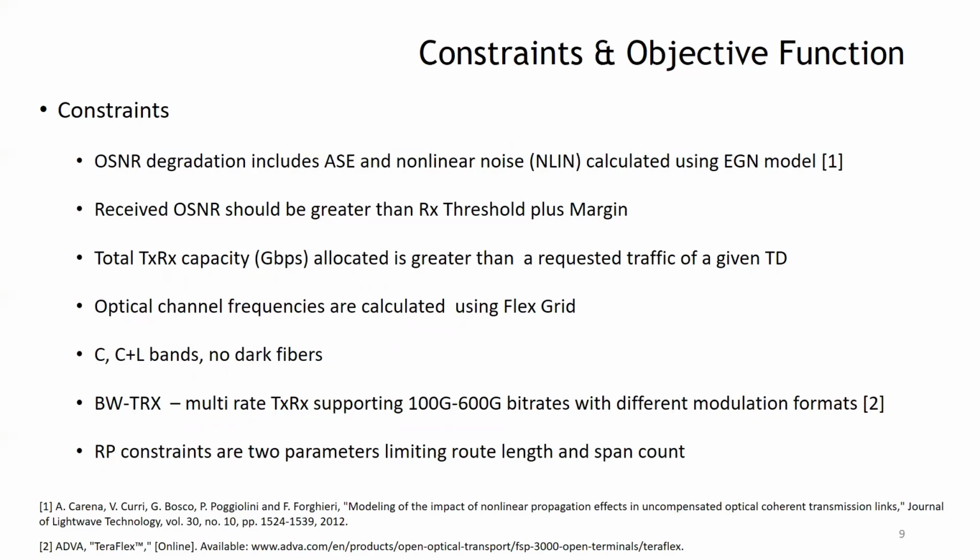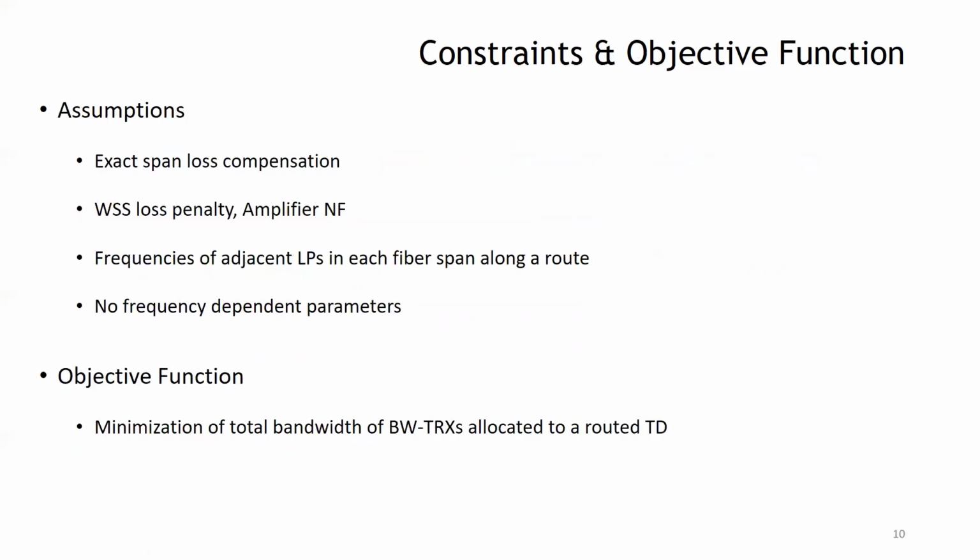So in this work, we use regeneration just to reduce OSNR degradation caused by long routes, for example, due to amplifier noise. And we make some assumptions. The input for the algorithm is the physical topology of the network. That is, all we know is fiber loss and length. There is no information about drop equipment configuration, that is, no information about WSS loss and amplifier parameters. So we assume WSS penalty and amplifier noise figure, and calculate ASE, assuming exact span loss compensation. That is, we use variable gain amplifiers.